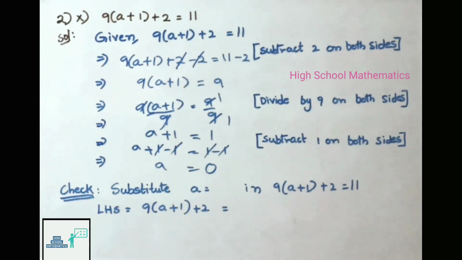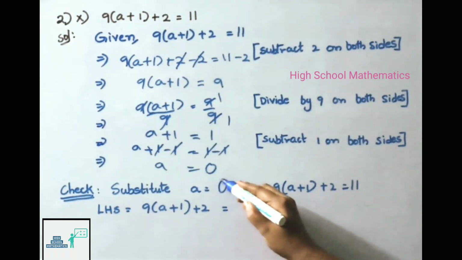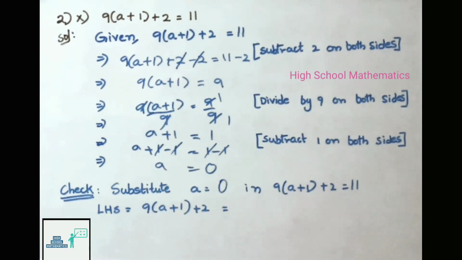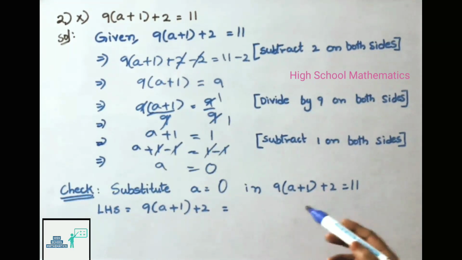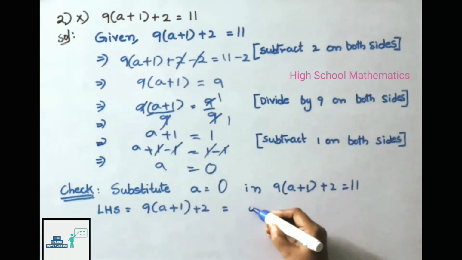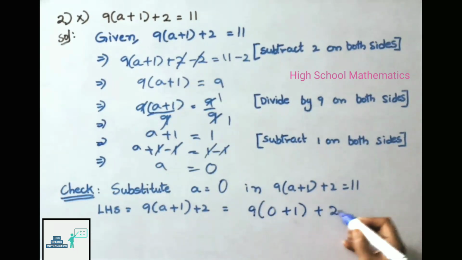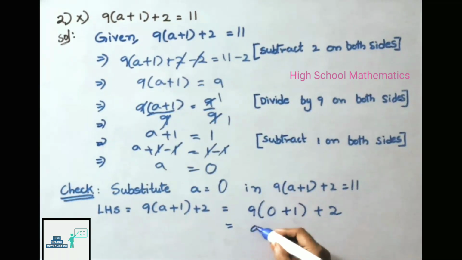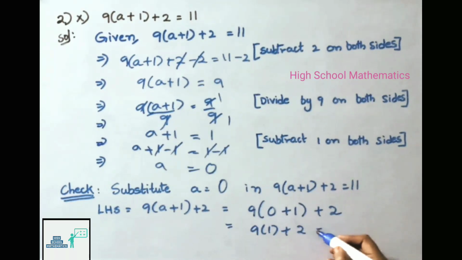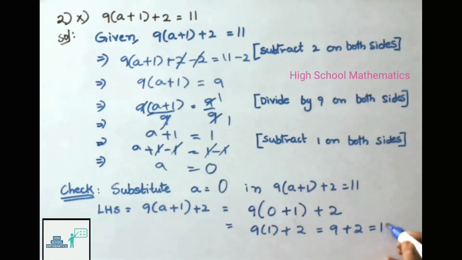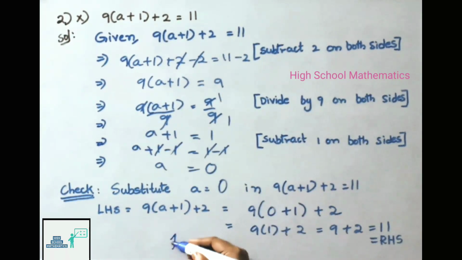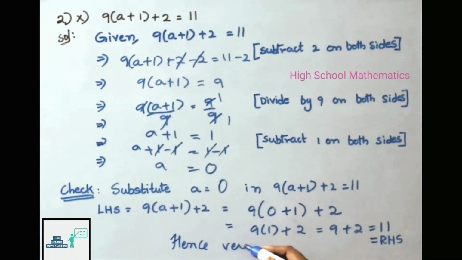Now we are going to check our result by substituting a value equal to 0 in the given equation 9 into a plus 1 plus 2 equal to 11. Here we have taken LHS part, that is 9 into a plus 1 plus 2, that equals 9 into a value 0 plus 1 plus 2, that equals 0 plus 1 is 1. So 9 into 1 plus 2, 9 ones are 9 plus 2. So 9 plus 2 is 11, which is equal to RHS part of the given equation. Therefore LHS is equal to RHS, hence it is verified.